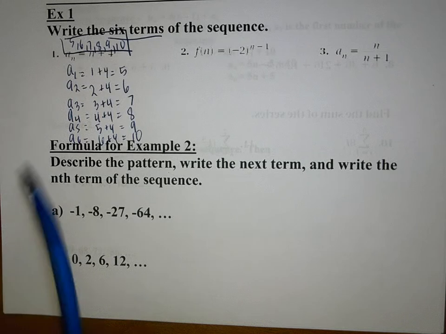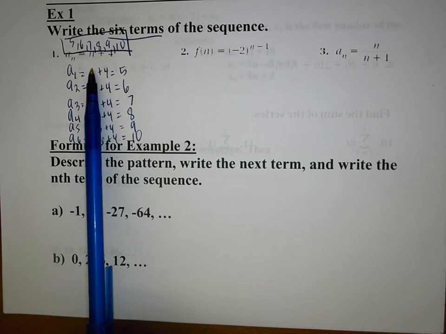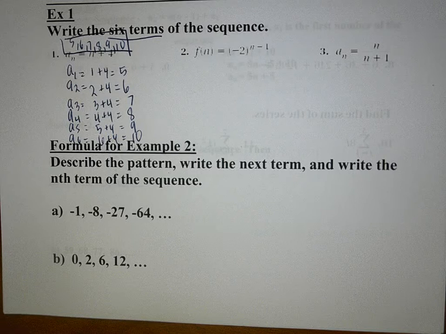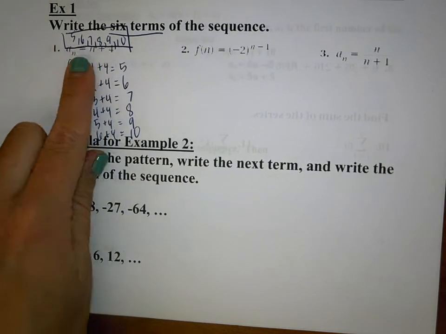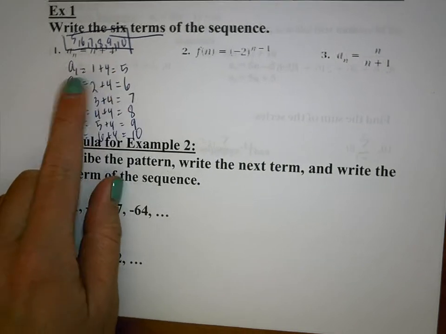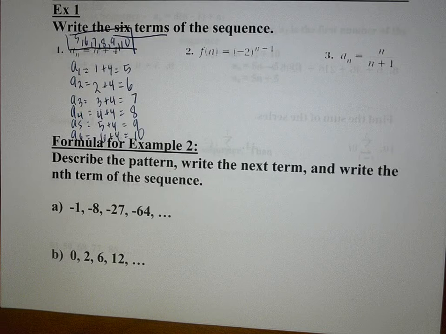So your domain is the number that you're plugging in. Your range is your answer once you plugged it in. Are we better with that now? So if they don't tell you, you start with 1 and then you go, in this case, to the 6th term. Right, because when I plugged 1 into this formula, the formula was n plus 4. So when I plugged 1 in, I got 5. When I plugged 2 in, 6, 3 in, 7.